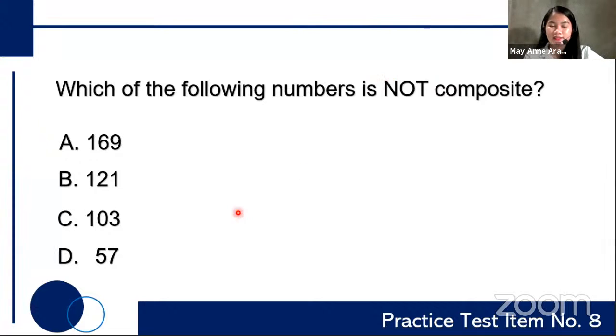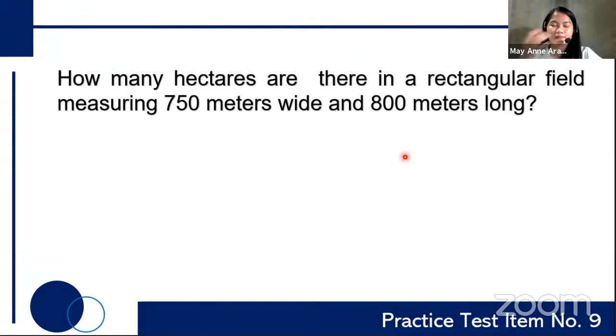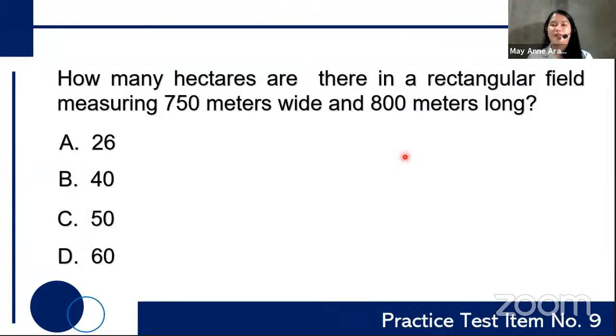Okay. So we can apply also there the divisibility rule to easily identify kung composite ba yun or prime numbers. So the answer here is 103, letter C. Next, how many hectares are there in a rectangular field measuring 750 meters wide and 800 meters long? These are the choices: A, 26, B, 40, C, 50, D, 60.